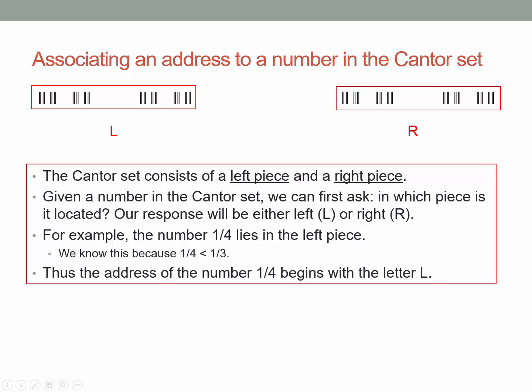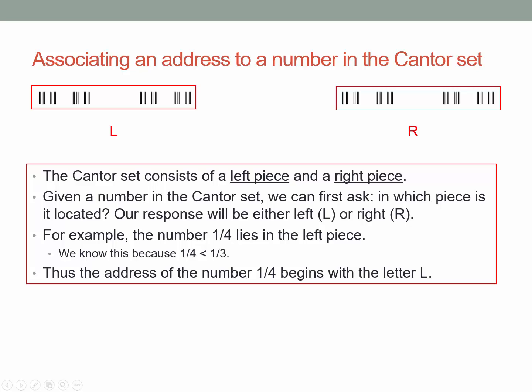So let's begin with that first process. Given a number between 0 and 1 which is in the Cantor set, we're going to figure out how to associate to it something we'll call its address. The address will consist of an infinite string of letters, L's and R's. It'll start someplace and then just continue forever, and this will be called the address of the number. Now how do we do that?